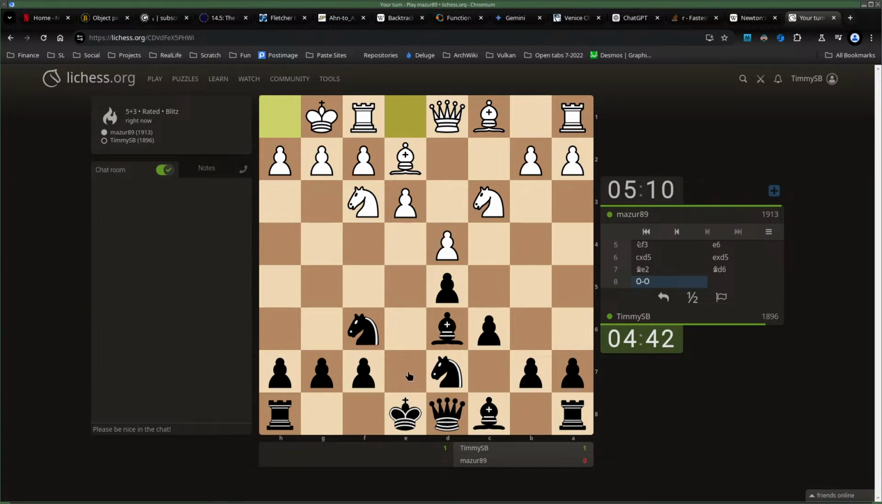What is white? What does white want? I guess white wants to push this pawn, right? So maybe I should put my queen here, attack that thing. No, the knight is already defending it.